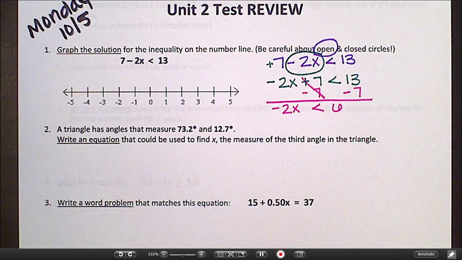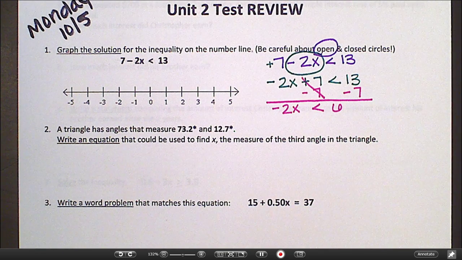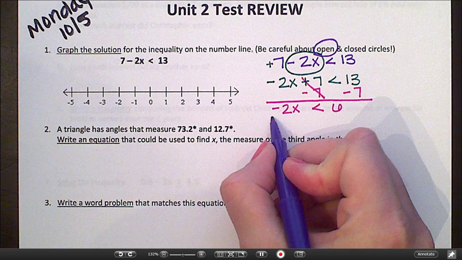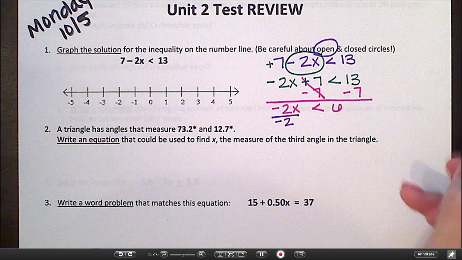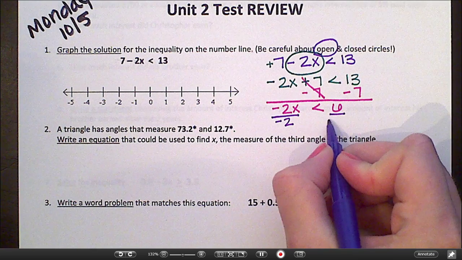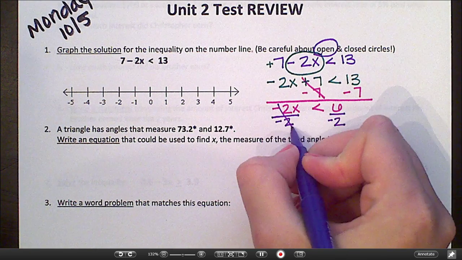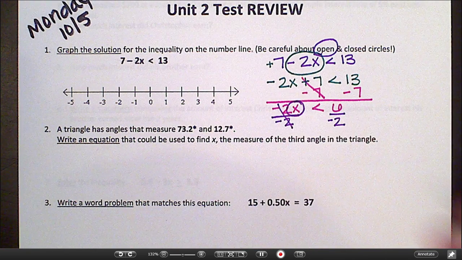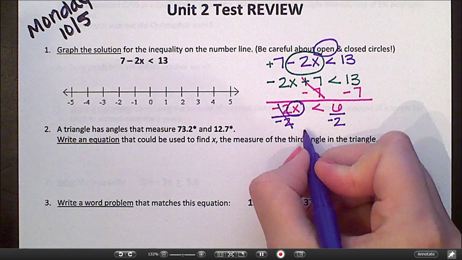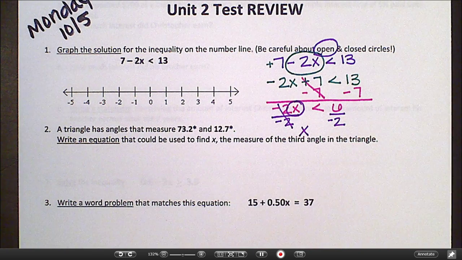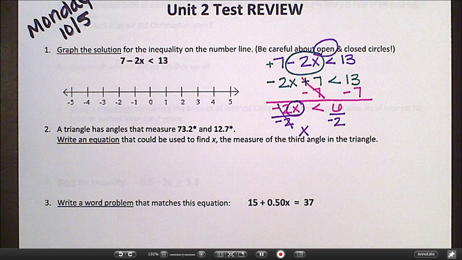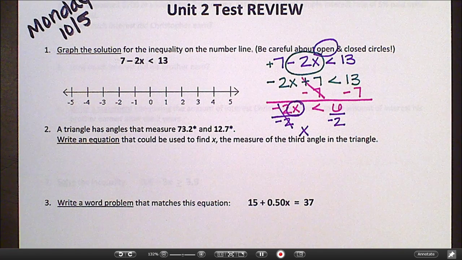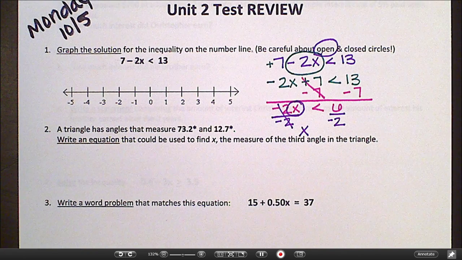Now, I don't really care what negative 2x equals. I want to know what 1x equals. So I'm going to divide by whatever's in front of x, which is negative 2. So over here, I'm going to divide by negative 2 also. And I finally have x by itself. Now remember that any time you divide by a negative, we're always going to flip the sign.